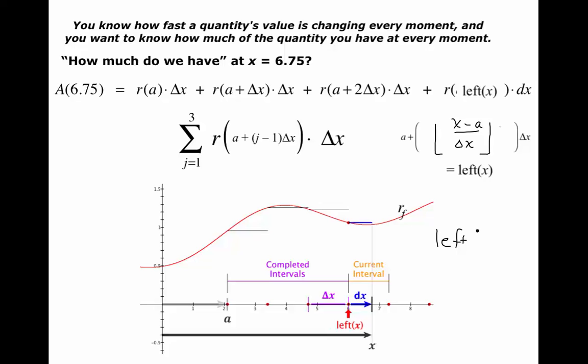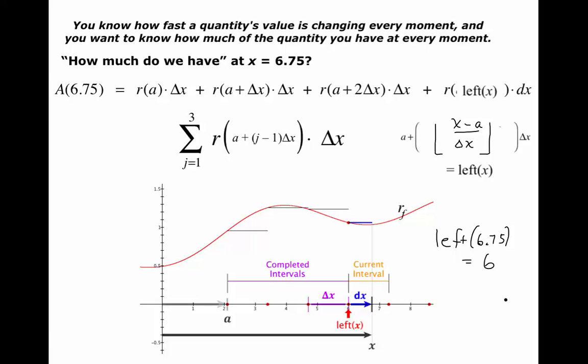What kind of value will that be? No, that's just this part of it. Left is the x value at the beginning of the current interval. So in this case it is 6. What kind of number is 6? Is it a rate of change? No. What kind of variable value is it? X. It's another x value.